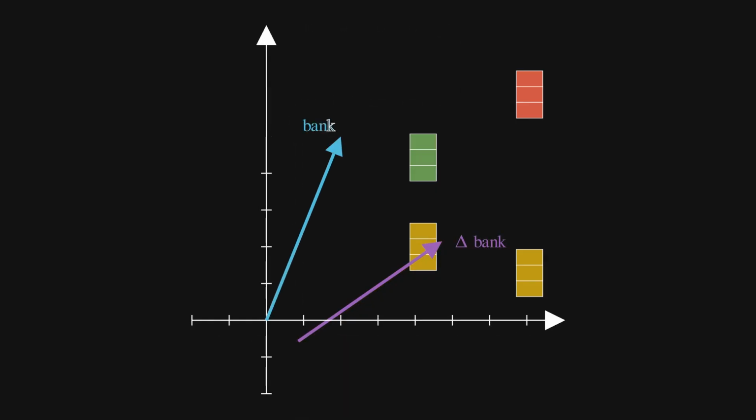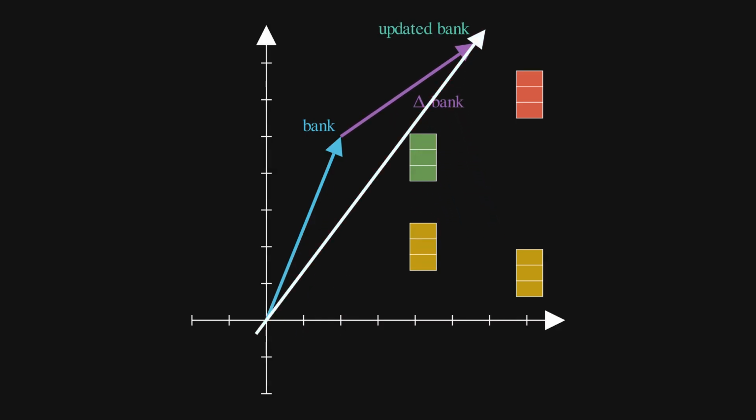This resulting weighted sum is the context update. We add it directly to the original bank vector, shifting its position in high-dimensional space squarely toward the concept of water.